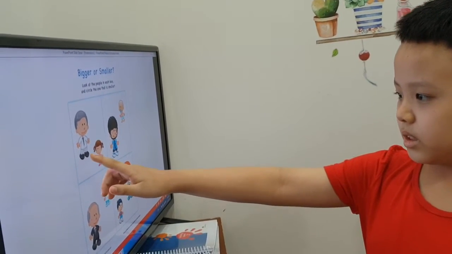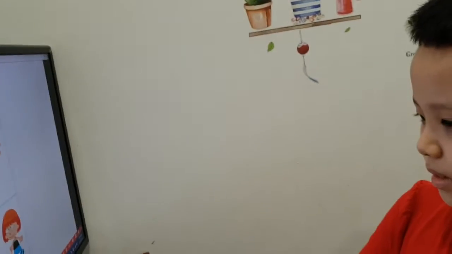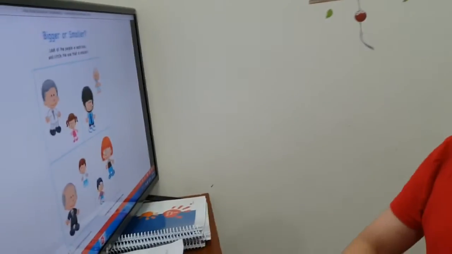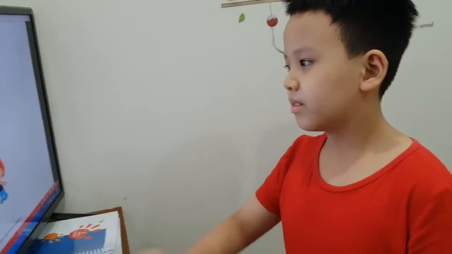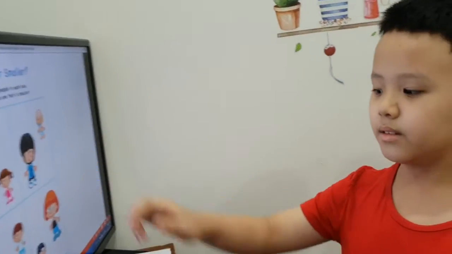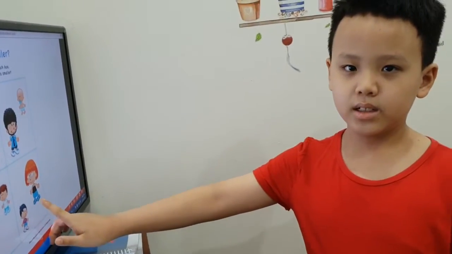This one. Good. Now, who is smaller? This one. Good. Who is smaller? This one. Good. And who is bigger? Good. This one. All right, 4 points.